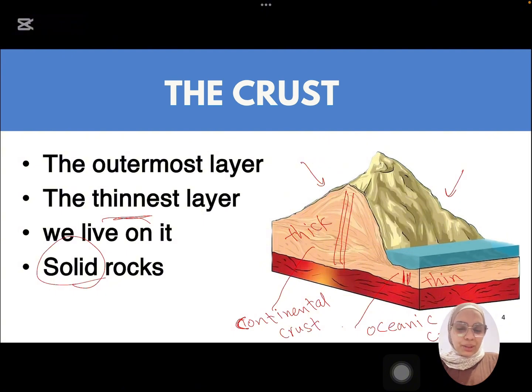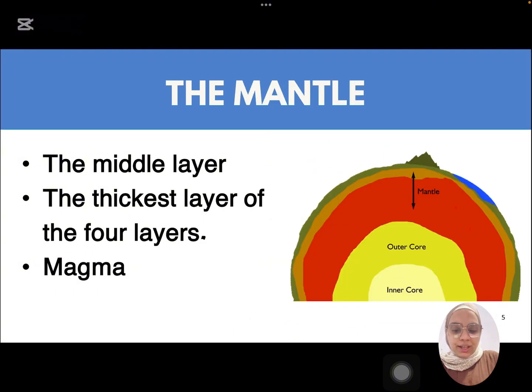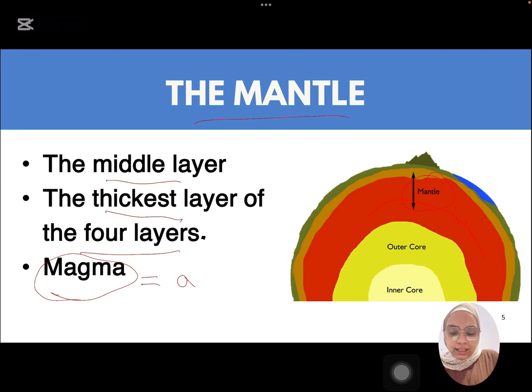Now let's talk about the second layer, which is the mantle. As you can see here, the mantle is the middle layer of the four layers. Also, it is the thickest layer of the four layers. The mantle contains a liquid material which floats in it, which is called magma. So what is magma? Magma is a liquid rock, or you can say a melted or molten rock.